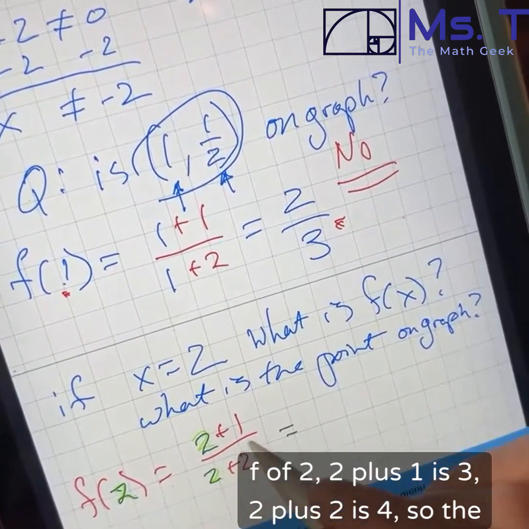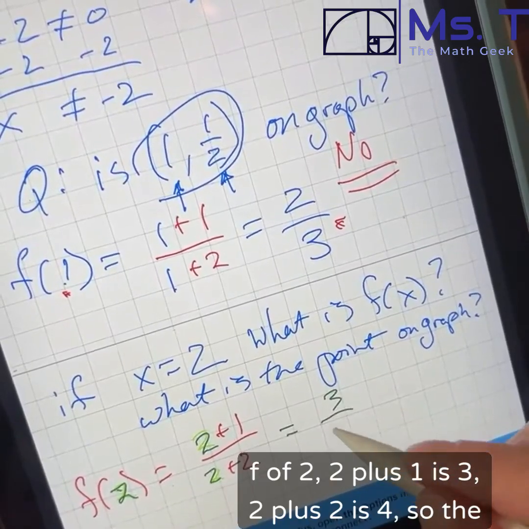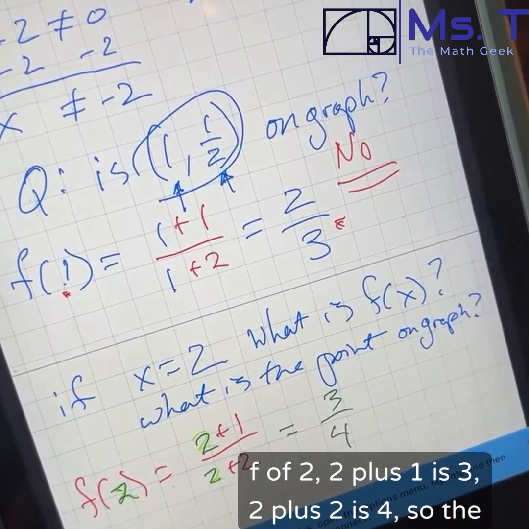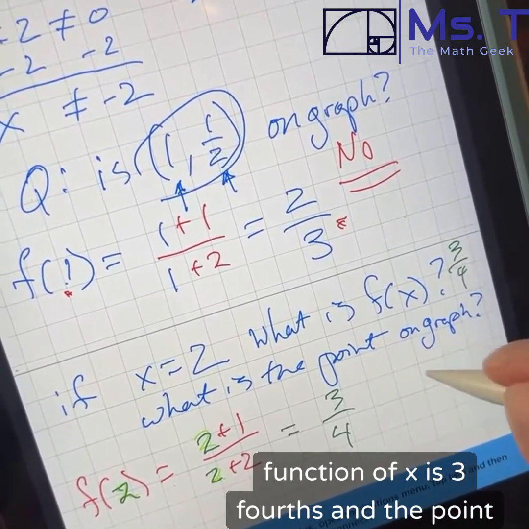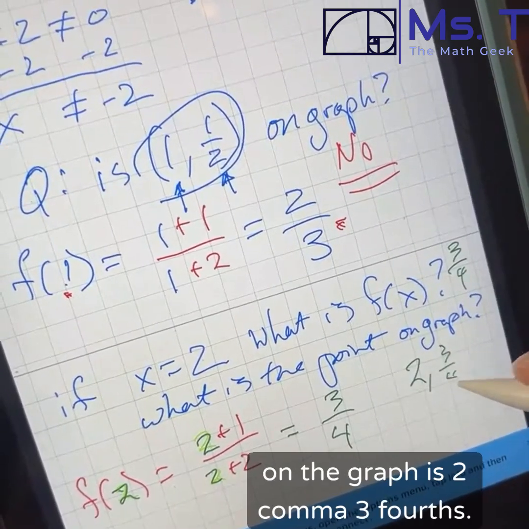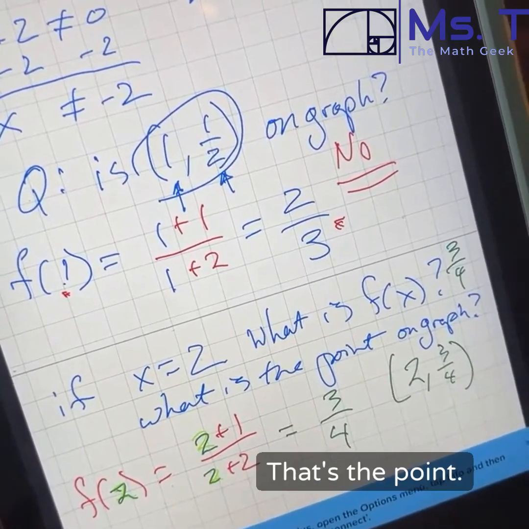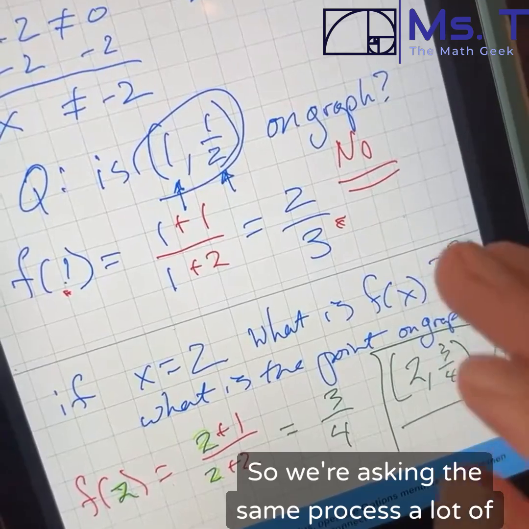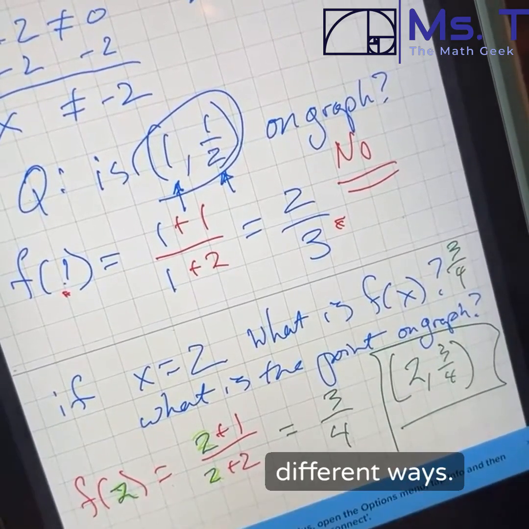Okay, f of 2: 2 plus 1 is 3, 2 plus 2 is 4. So the function of x is 3/4, and the point on the graph is (2, 3/4). Okay, that's the point. So we're asking the same process a lot of different ways.